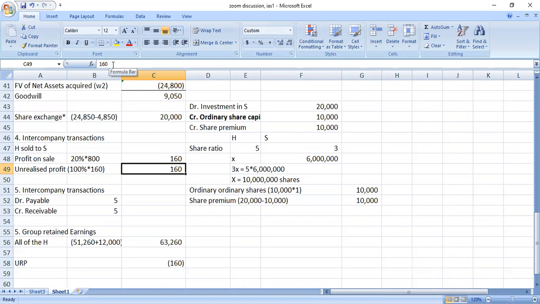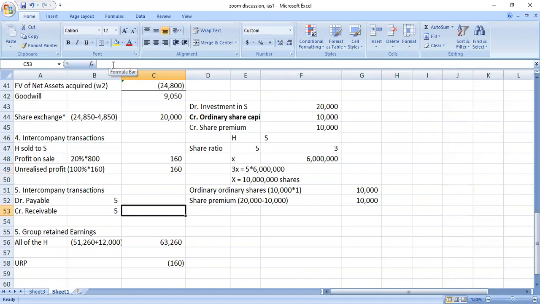Remember the one who bought inventory is having the cost plus the markup, or the cost plus the profit. That's the value of his inventory. So that inventory is overstated by the profit. That's why you come and deduct the 160. Then the one who sold is also saying that I made a profit, and we're saying your profit was overstated because in reality, you cannot sell on profit to a brother or a sister. Hence, your profit also has to be reduced.